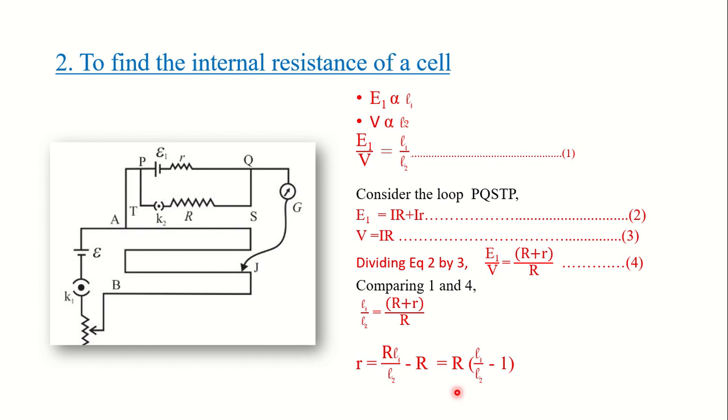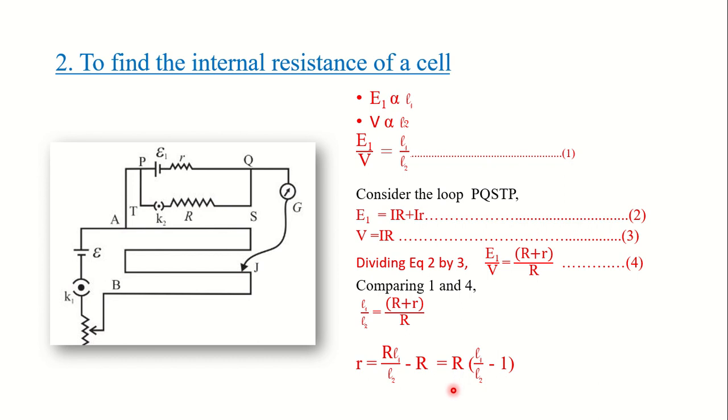Now, while performing the experiment in the lab, you will be taking different resistances in the resistance box so that this value of R will be changing. Accordingly, L2 will be changing. So you will measure the value of L2 for different values of R in the resistance box, that is, by changing the resistances in the resistance box.